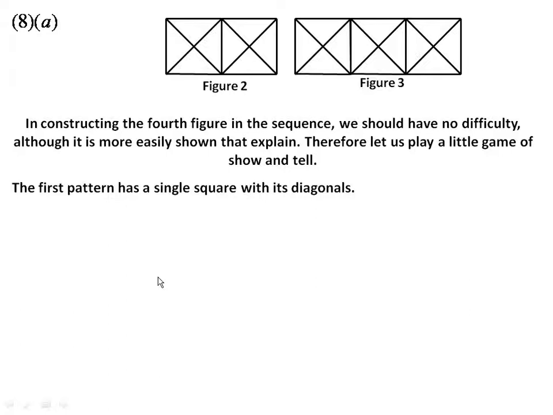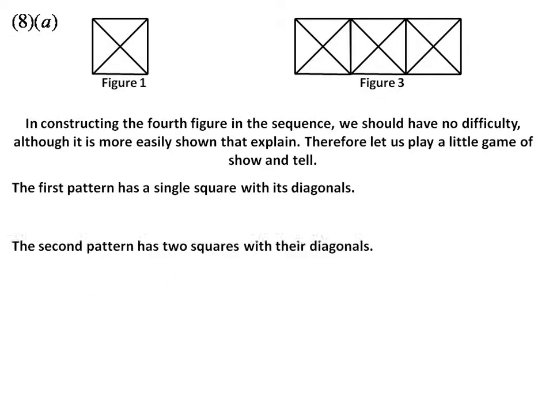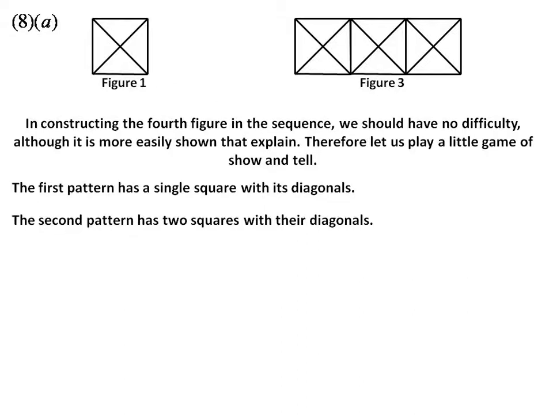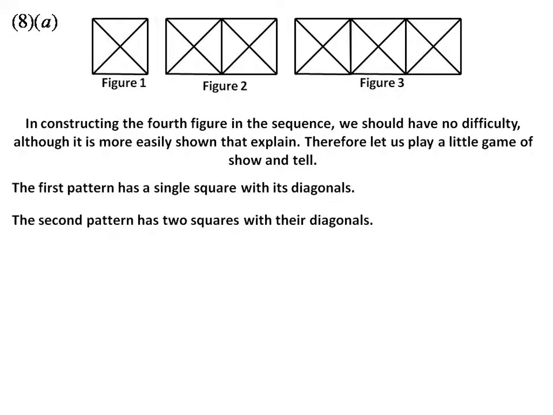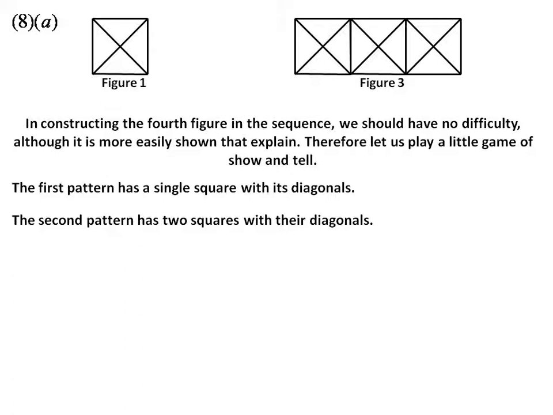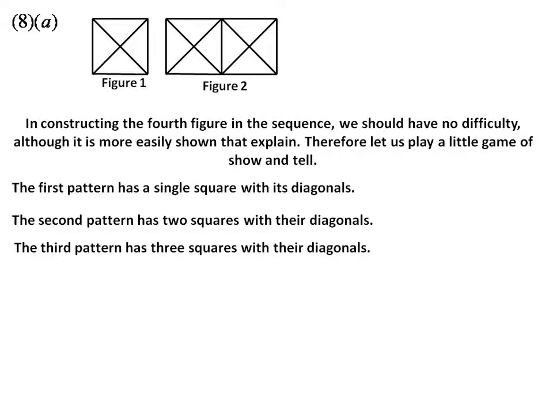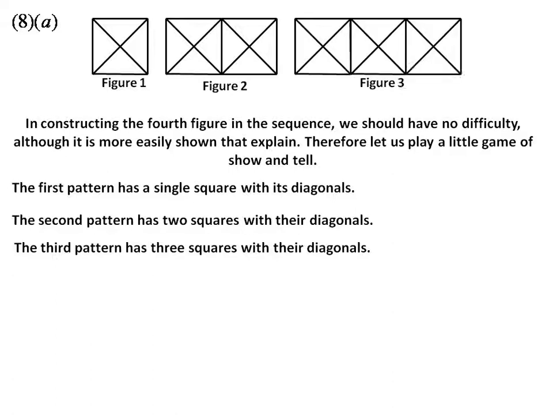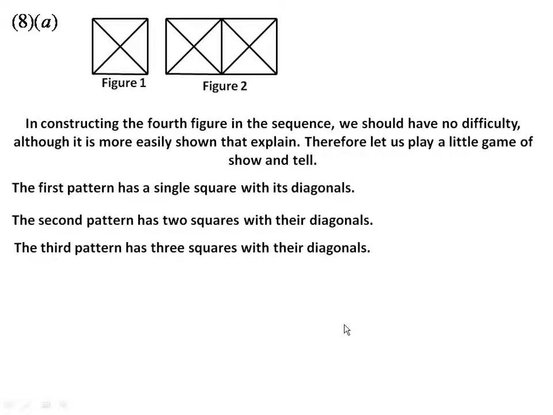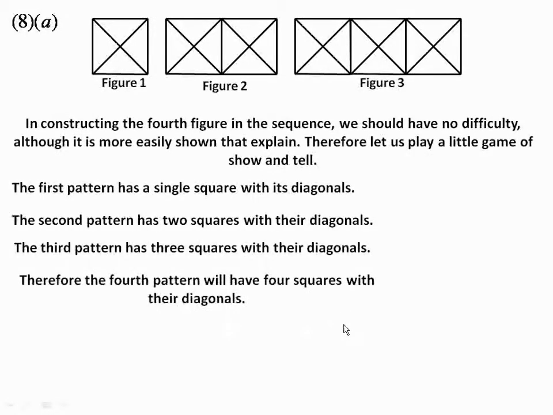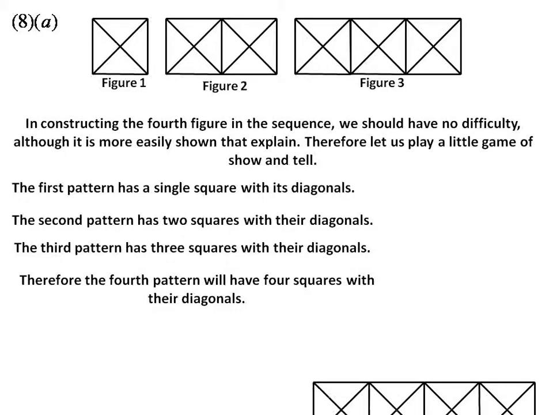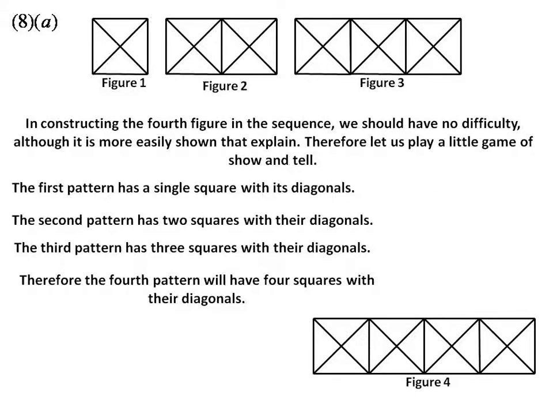So the first pattern has a single square with its diagonals. The second pattern has two squares with their diagonals. The third pattern has three squares with their diagonals. So the fourth one will have four squares with their diagonals. There we have them. That's all there is to it.